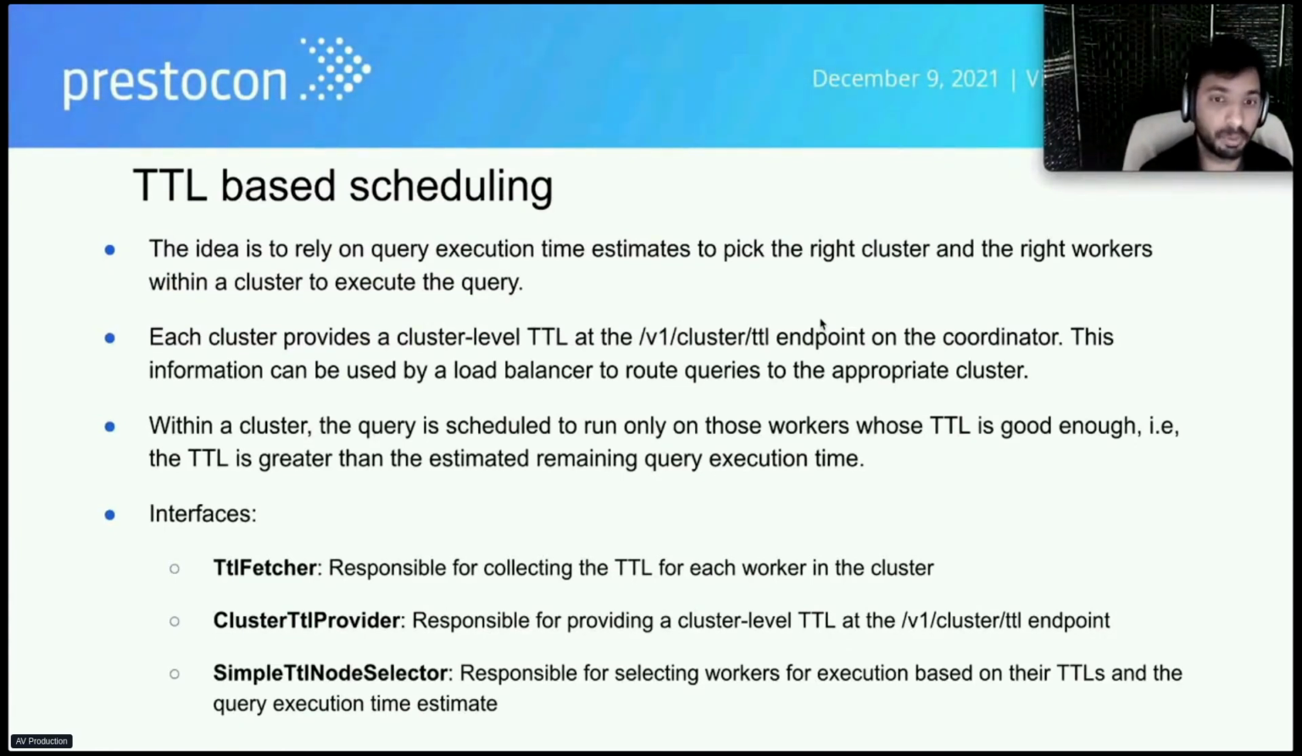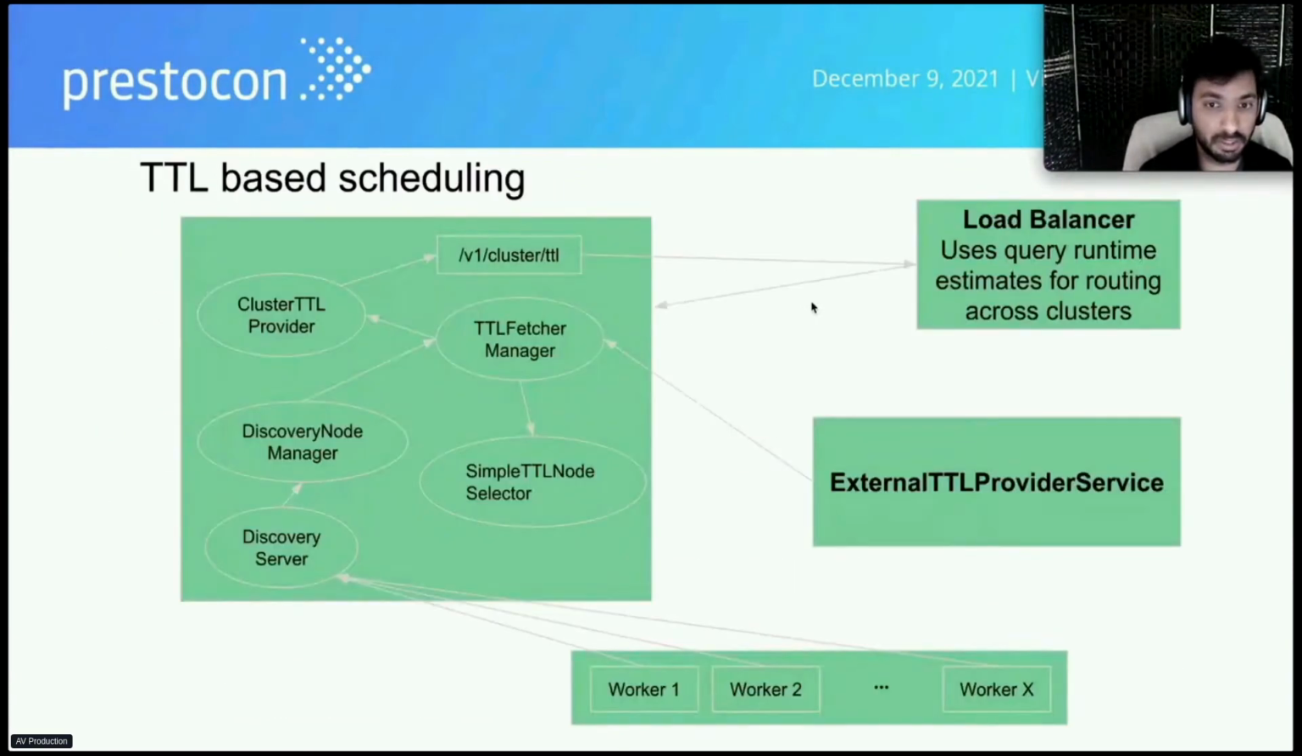And yeah, so putting all of these together in a diagram, this is a high level view of how it can work. So as mentioned, we have the TTL fetcher manager, which in turn invokes the TTL fetcher interface to fetch the TTLs of all the workers from some external TTL provider service. This then feeds into the cluster TTL provider, which can utilize the individual worker level TTL estimates to provide a cluster level TTL estimate.